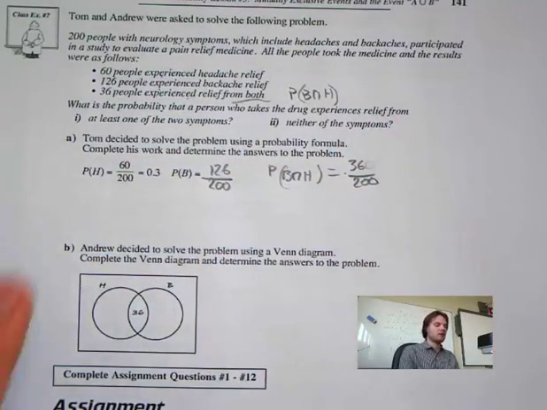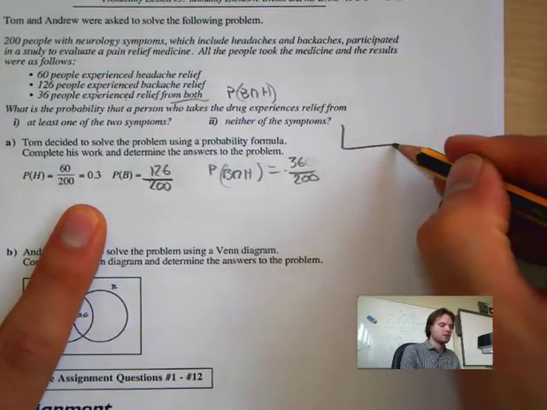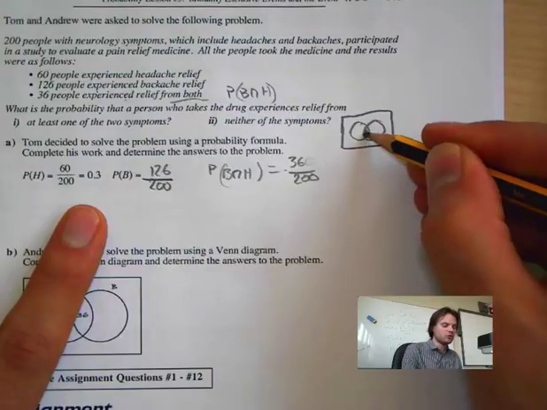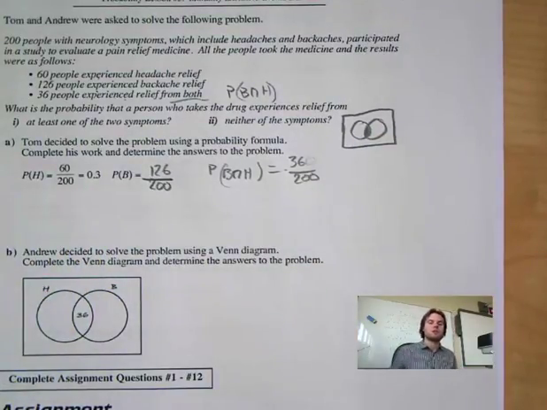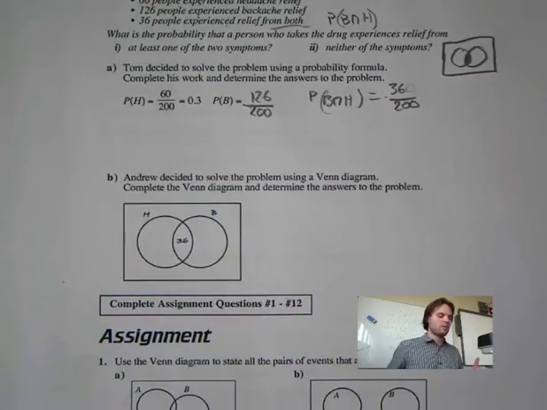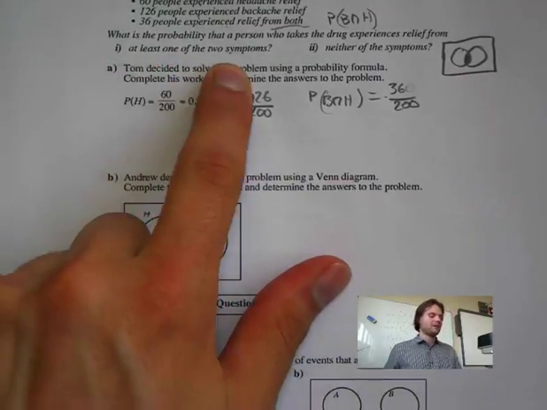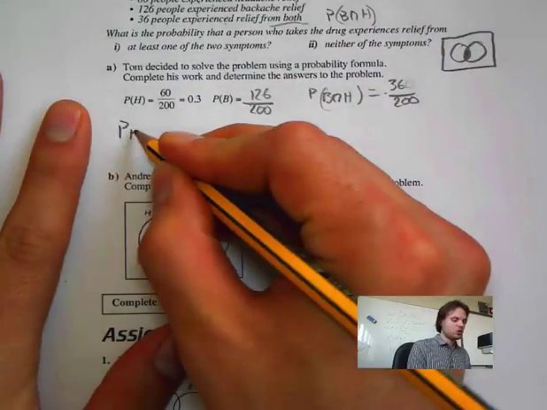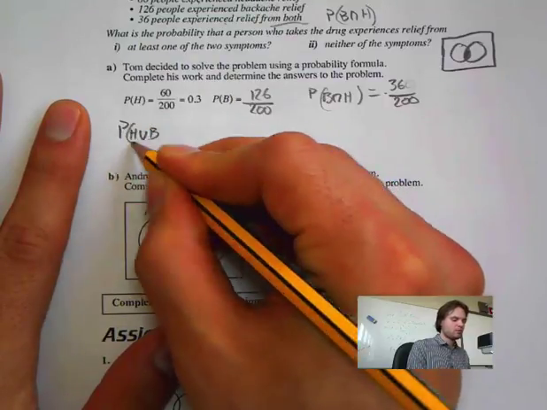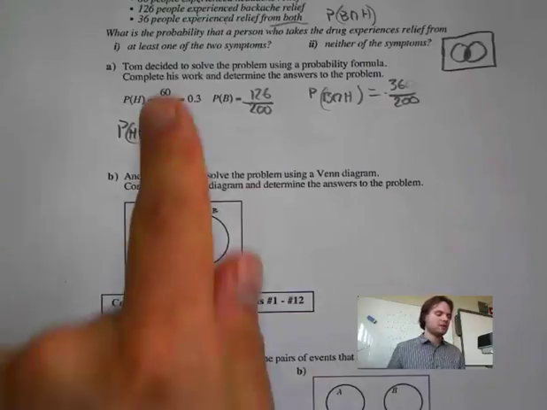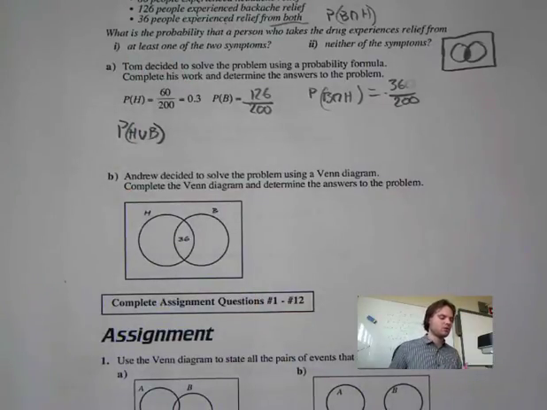Alright? Now, if I looked at this Venn diagram, it says at least one. So it's this or that. And we would also include this overlap if we add them. The subtraction is just to make sure we don't count them twice. So that's going to be the probability of H or the back problem. We really have to look at what the question's asking here. It's not saying which one has this or this. It's saying a person who takes the drug experiences relief from at least one symptom.